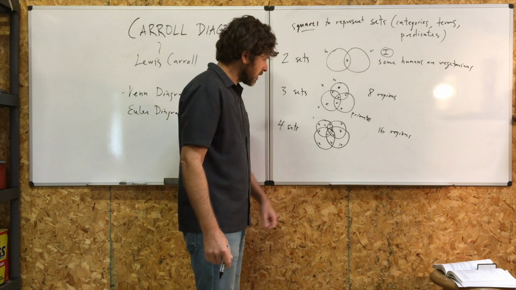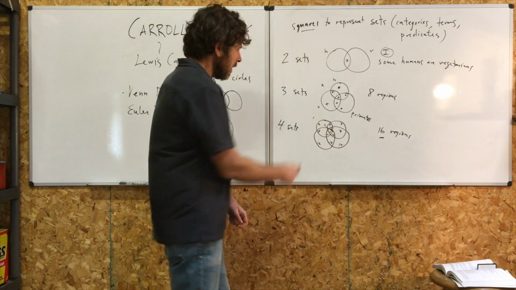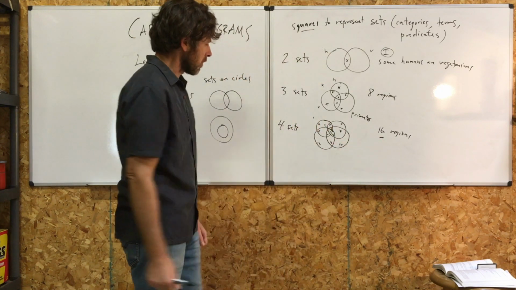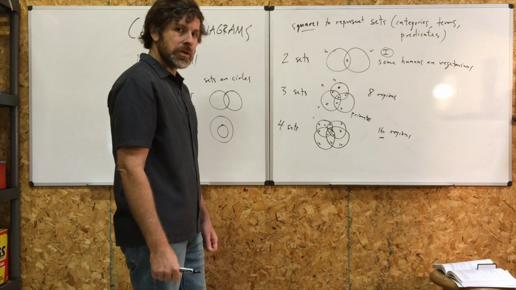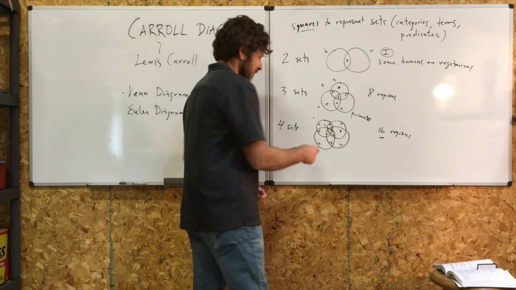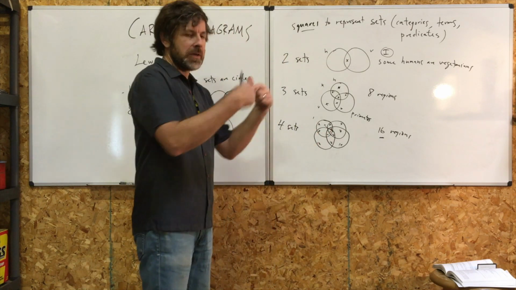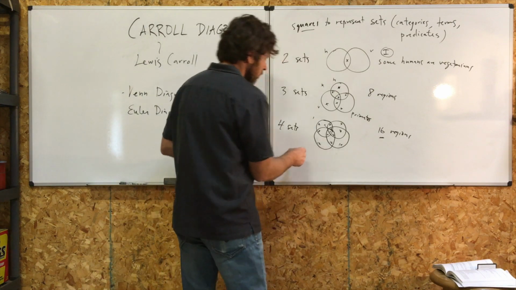Wait, there's 2 missing. We want 16. We only got 14 regions, even when we include the region outside all the circles. Ouch. It turns out that the way to do 4 sets using Venn diagrams, you can look it up online, check it out. You find some really cool shapes and stuff.